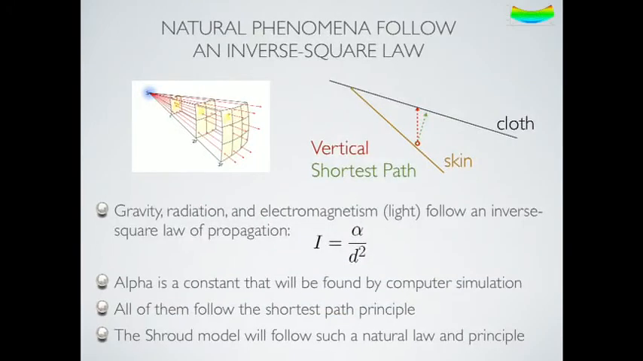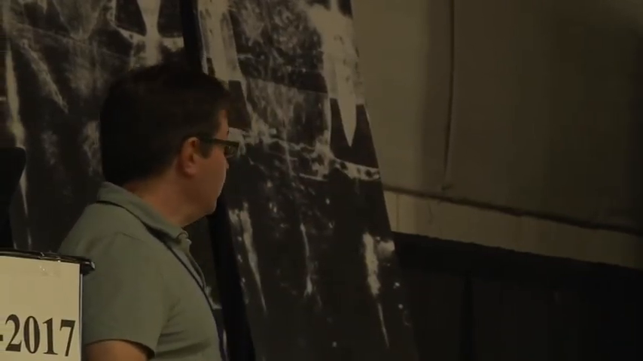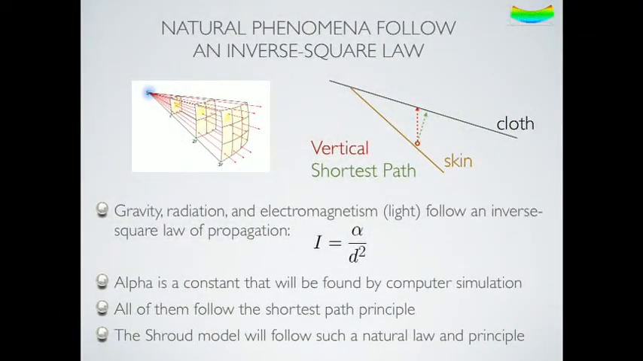And I have to go now to the model. So the model itself. Almost all natural laws, gravitation, radiation, electromagnetism, which is light, follow a simple inverse square law. That means the intensity of the radiation depends simply on the inverse of the square of the distance between the point where the radiation is created and the point that receives it. And all natural laws follow a shortest path. That means the radiation follows a shortest path. So I'm going to follow that. I'm not going to try to go away from it. So what this formula says is simply that the intensity of the color that occurs on the shroud, on the cloth, depends on the inverse of the square distance.